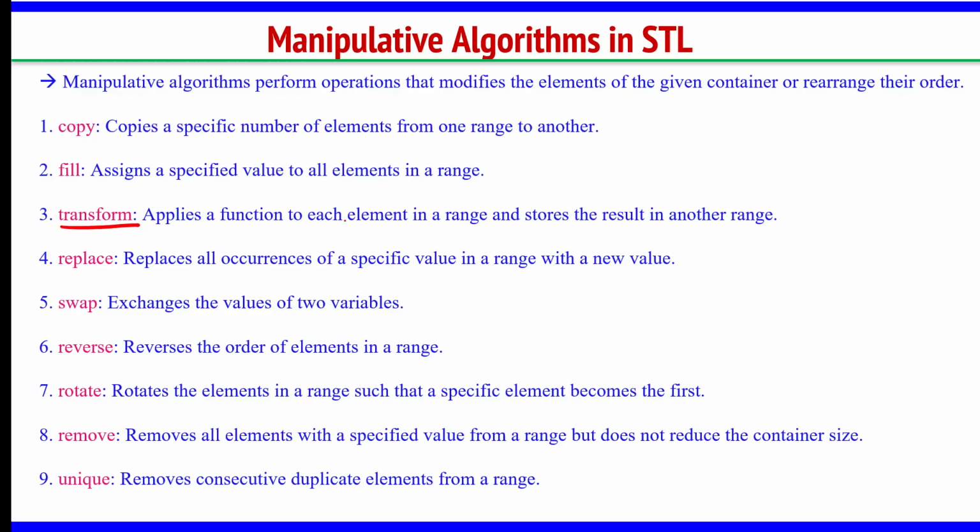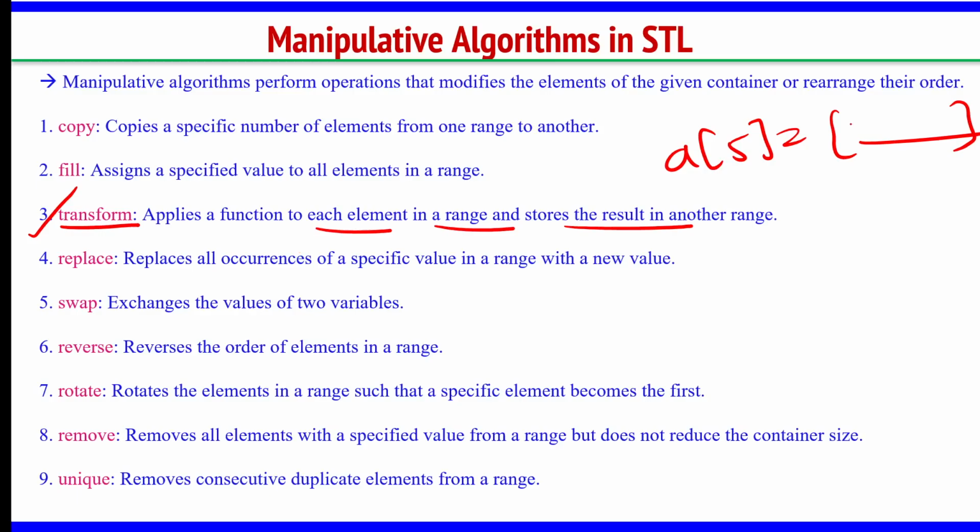Transform applies a function to each element in a range and stores the result. What does transform do? If you have an array A of 5 with certain elements and I want to add 5 to all those elements, that can be done using transform. If I want to subtract 1 from all the elements, that can be done using transform. Replace replaces a specific value with a new value. Swap exchanges the values of two variables.